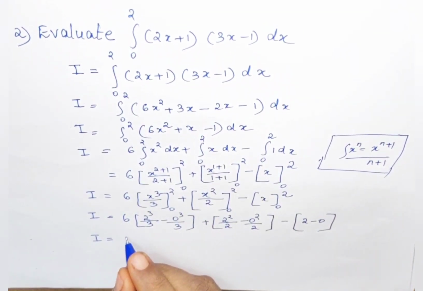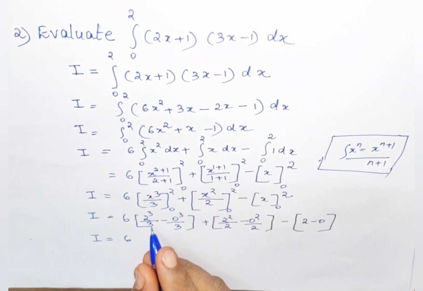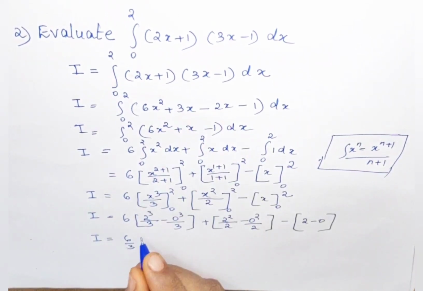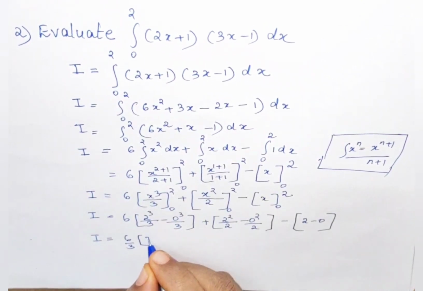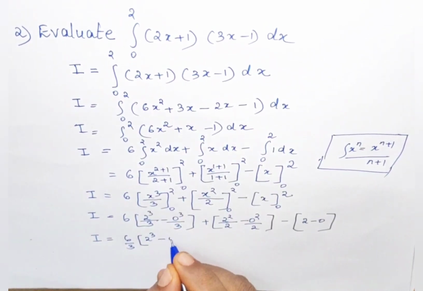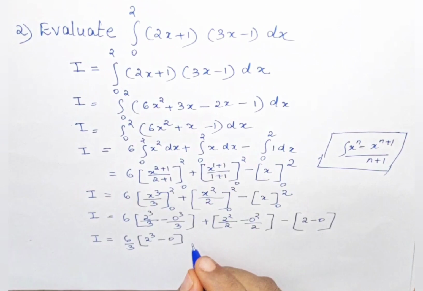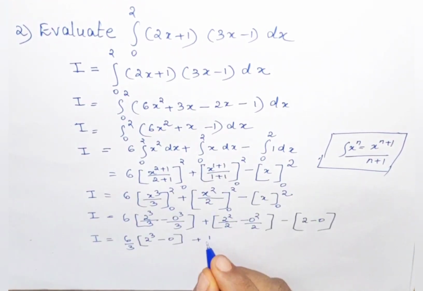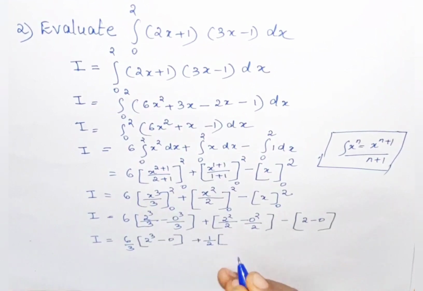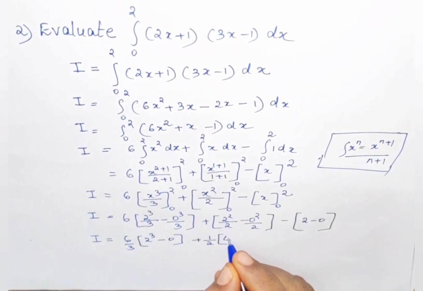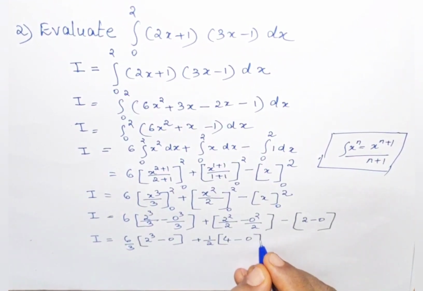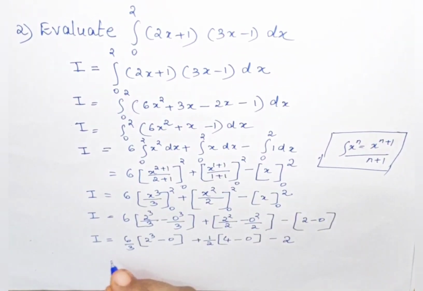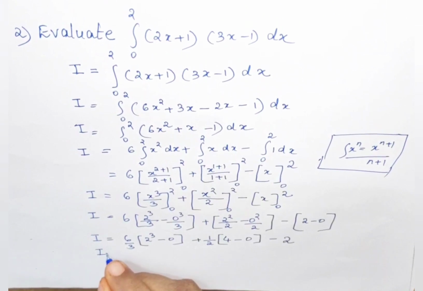Now I will be equal to 6 into 2 cube. What is 2 cube? 2 cube is 8. You can do one thing. You can take 1 by 3 outside. So 1 by 3 is common there, so you can take it outside. So 6 by 3 into 2 cube minus 0. Plus similarly in our next term 1 by 2 is the constant. It is common. You can take it out. So 2 square is 4 minus 0 square is 0, minus 2 minus 0 is 2.